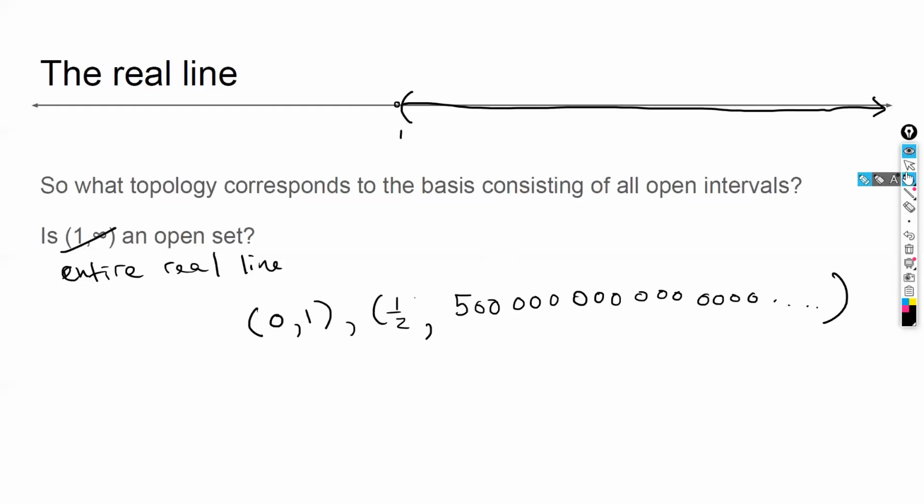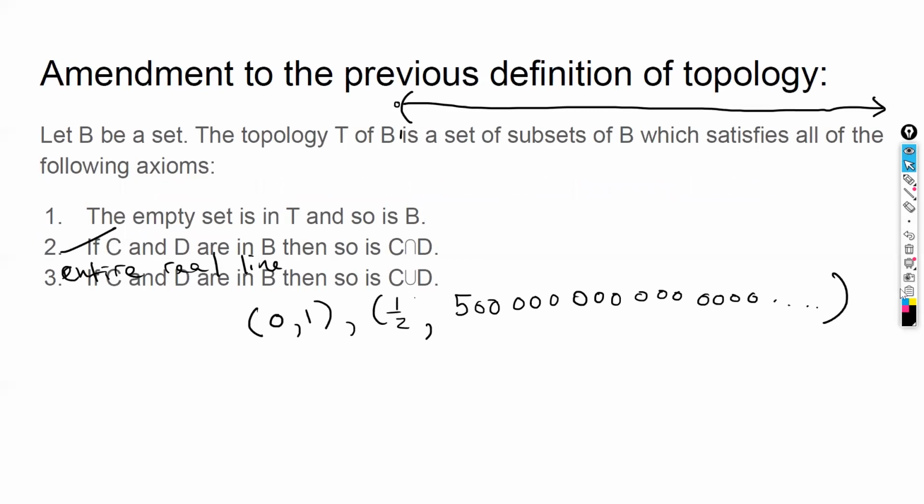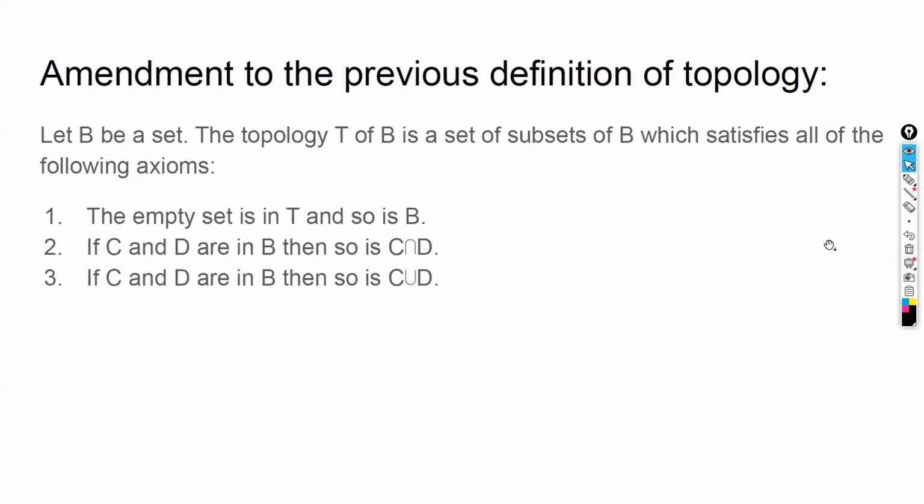In particular, I need to make a small fix to the previous definition of topology. So this is our previous definition of topology. We had the 3 axioms. The empty set is in T and so is B. If C and D are in B, then so are their intersections and their unions. Well, the problem is I will never be able to build the entire real line if I limit myself to pairwise unions, meaning I won't be able to build it if I only take unions of 2 intervals at a time, right? I can't come up with 2 intervals whose union is the entire real line.